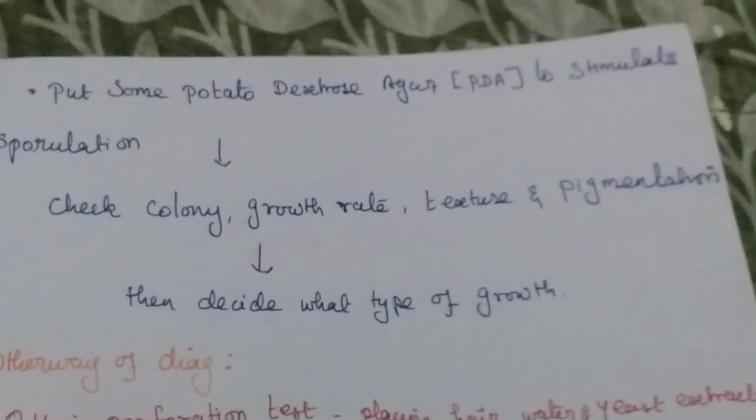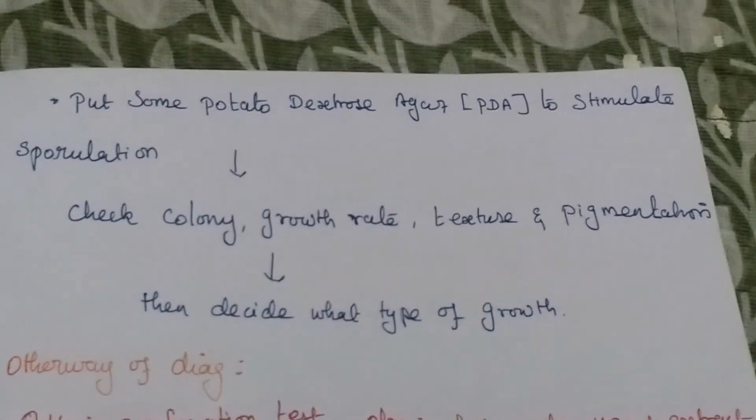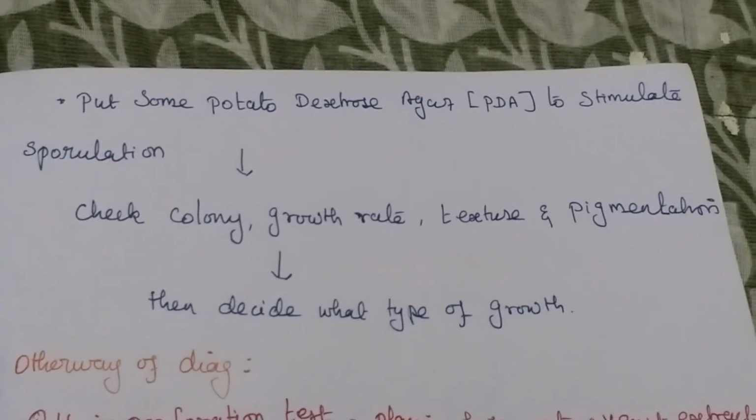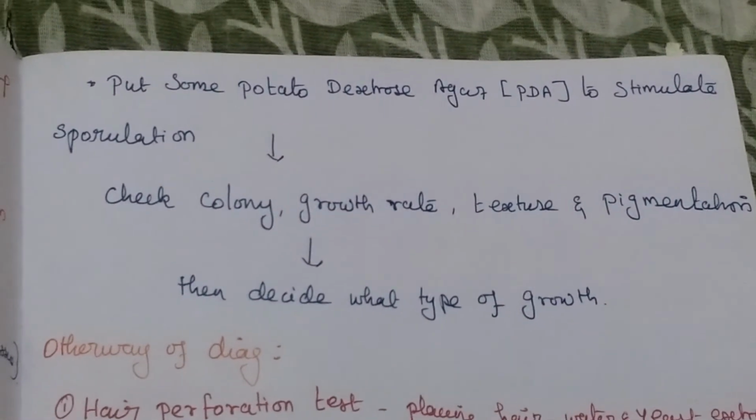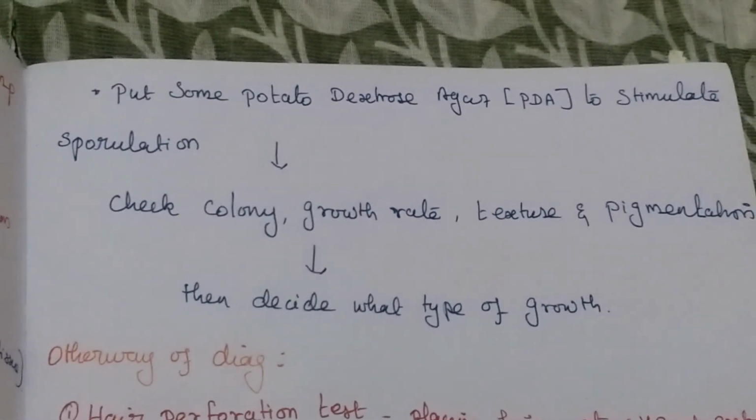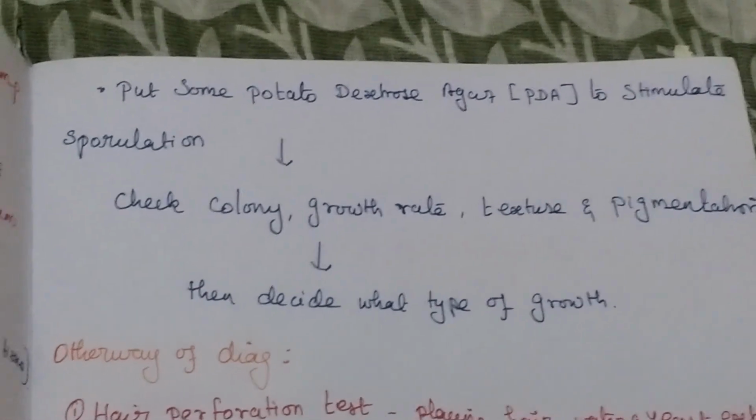We will also use potato dextrose agar. This will stimulate sporulation. So we are using potato dextrose agar to stimulate sporulation. Then we will check the colony.